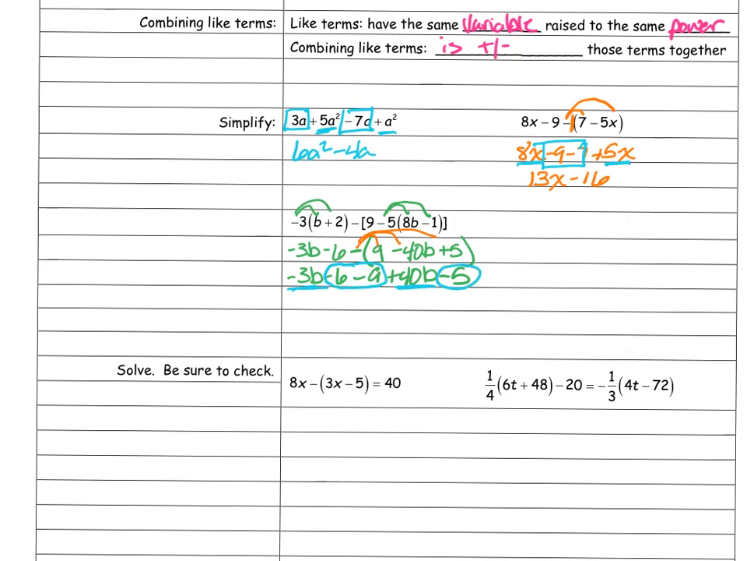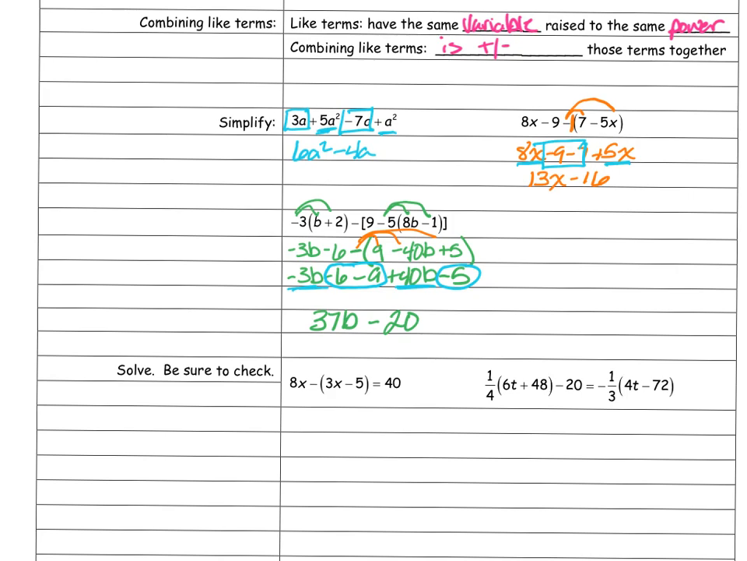Okay, there we go. So -3b plus 40b is 37b. And then I've got -9 minus 6 is -15, minus 5 is -20. Okay, not too bad, right? Okay, so you're going to practice in a few minutes. You're going to do some problems in the Nearpod that will help you practice that, and you're just going to type in the answer.